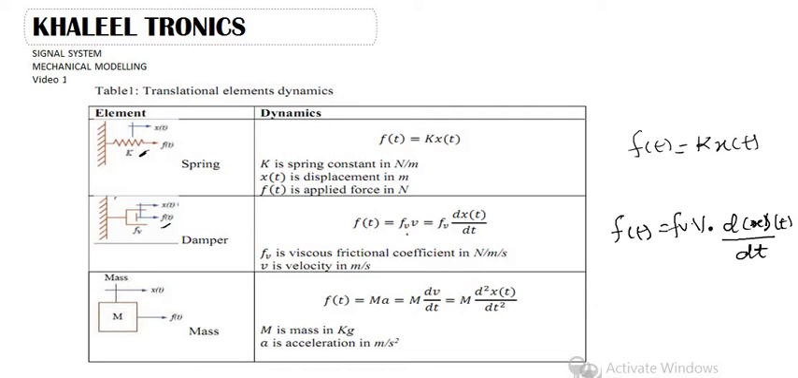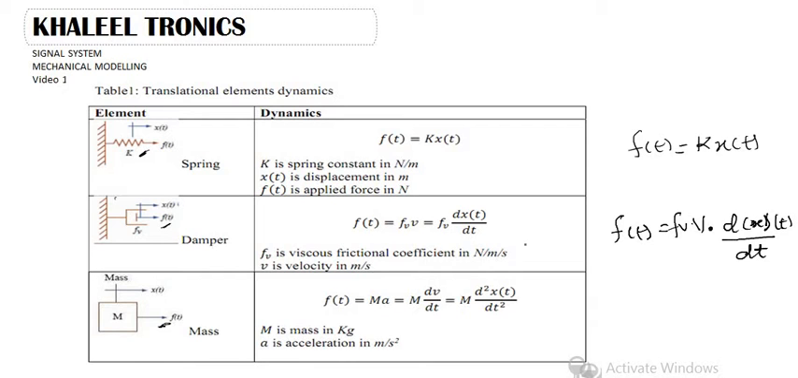Here F of V is the viscous frictional coefficient in Newton per meter per second, where V is the velocity in meters per second. So this is the damper, this is the applied force, and this is X, the displacement in the direction of X. Okay, for the mass, this is the mass, this is the applied force, and this is the displacement traveled in the direction of X.